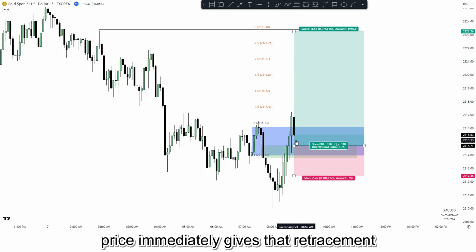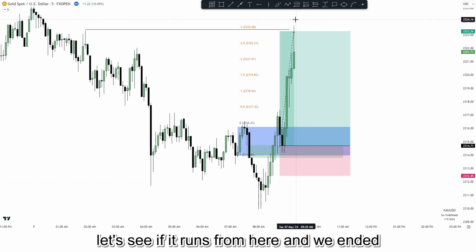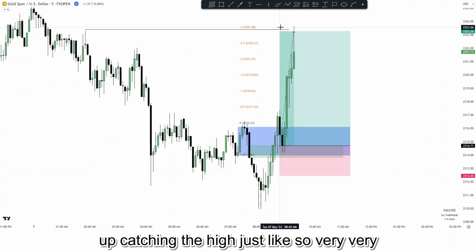Price immediately gives that retracement into that inversion fair value gap level. Let's see if it runs from here. And we ended up catching the high just like so.